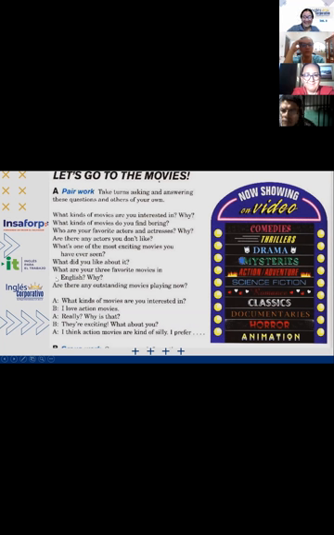The book says, are there any outstanding movie playing now? Outstanding is like really, really good. So I don't know if it's still playing, but my friends told me that Encanto, this animated film based on the culture of Colombia, is still playing. I'm not quite sure. So this is the idea, okay? To interact with your partner and to use the expressions included in the questions, all right?